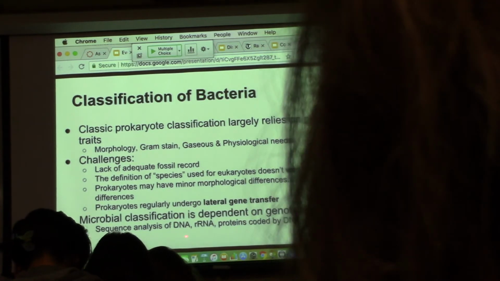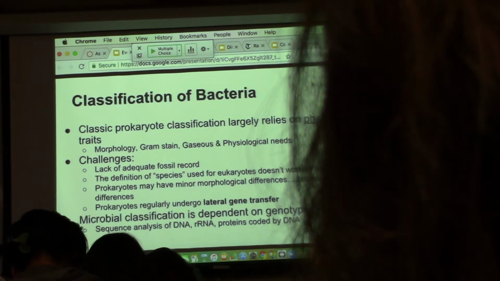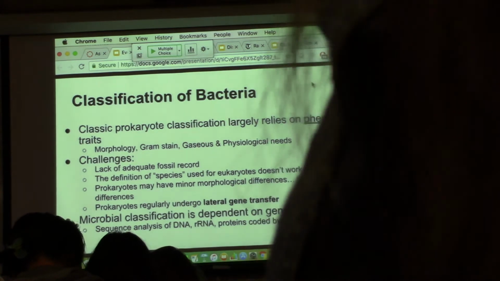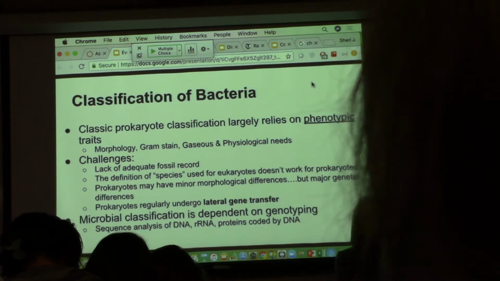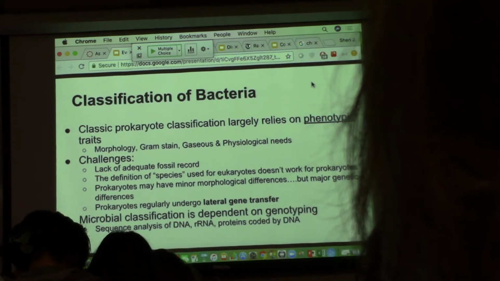So nowadays, we classify microbes using genotyping. We're going to sequence the DNA, we're going to look at the ribosomal RNA, and we're going to even look at the proteins that are encoded by that DNA to try to group bacteria into evolutionarily related organisms. And that is really the only way we can do it. The species concept is of limited value.